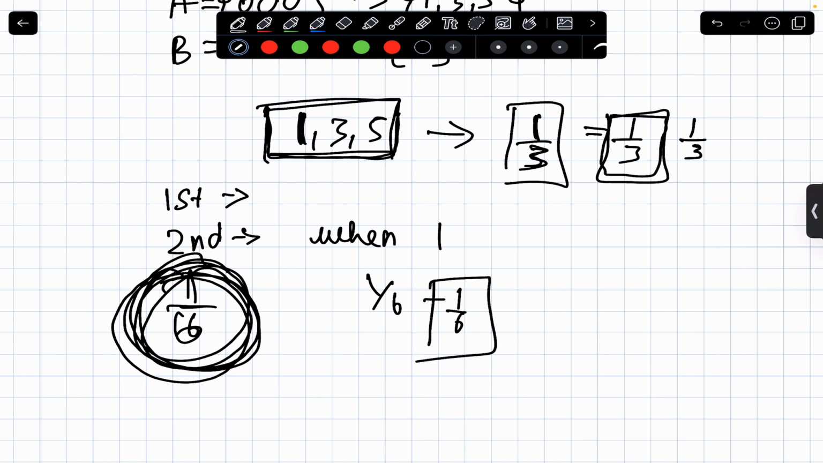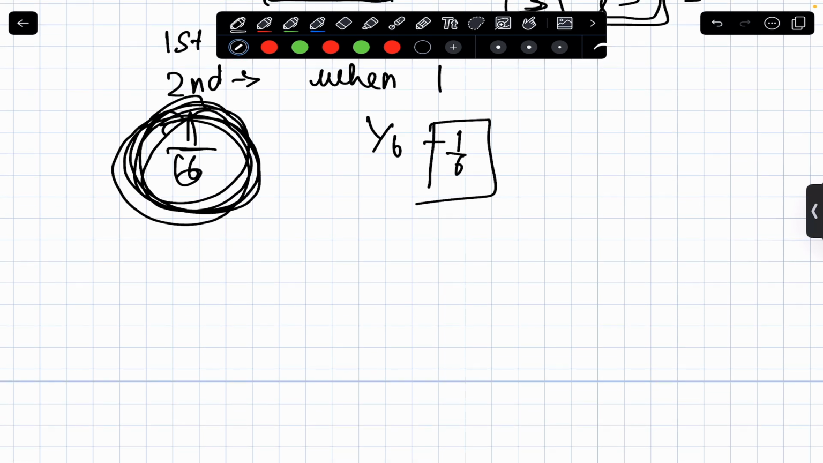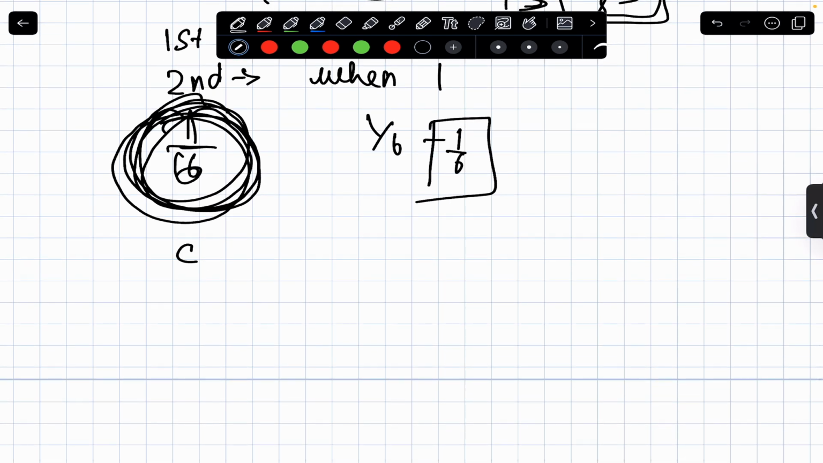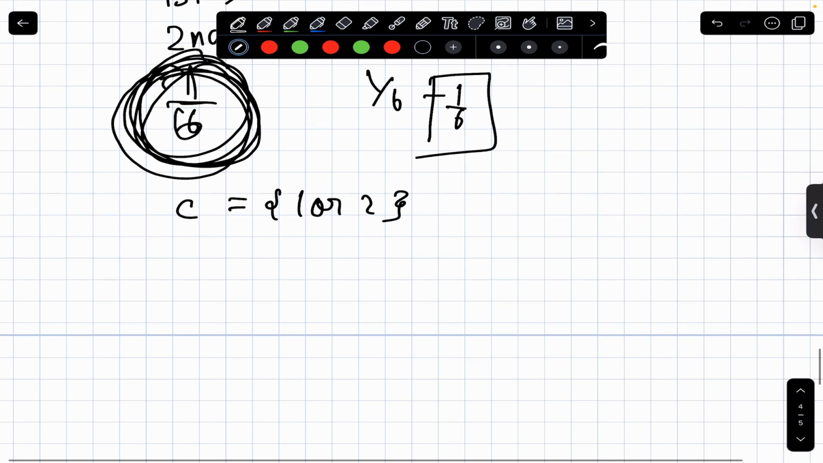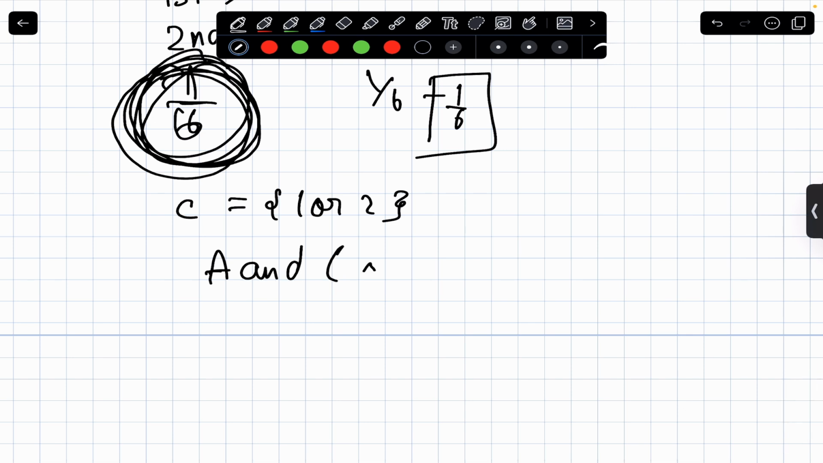This is a dependent event. A dependent event means that the happening of one event changes the probability of another event. Okay, it affects it. So suppose we have another event C, which says that the die will be 1 or 2. So, are A and C independent?